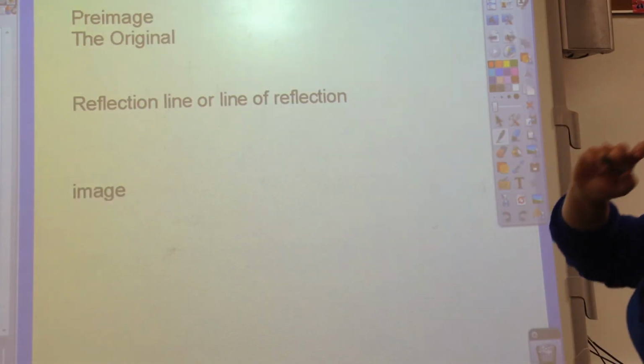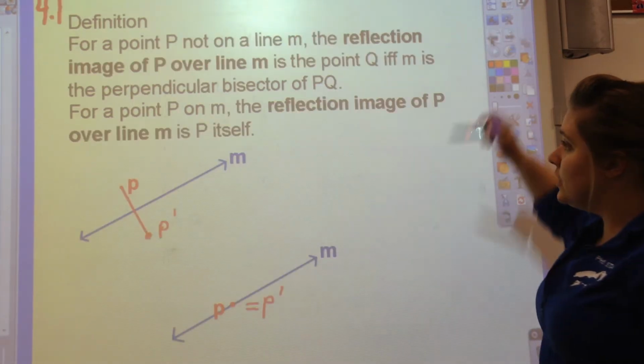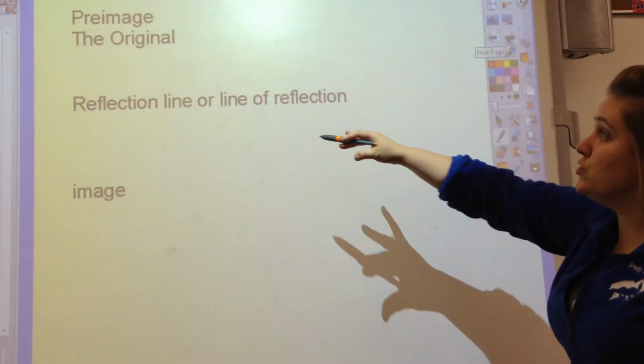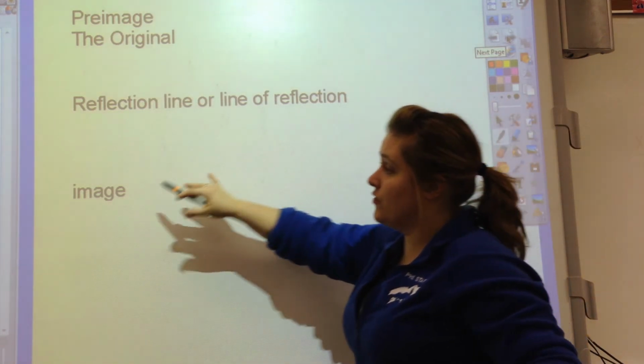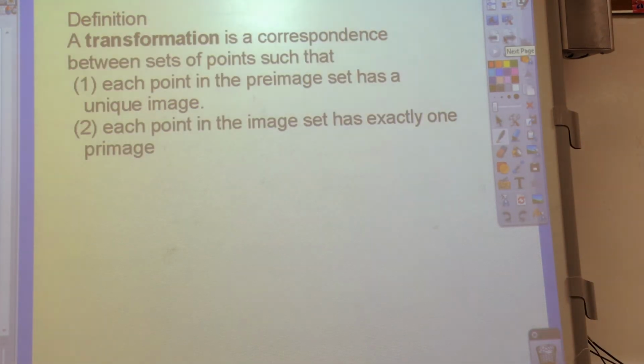Again, the pre-image is your original. That's where you begin. In our case right here, the pre-image was P. The image is P prime. After we do the reflection over the line, or line of reflection, we end up at the new image. A transformation is a correspondence between sets of points such that each point in the pre-image has a unique point in the image, and each point in the image has exactly one and only one pre-image. It just means that there's a one-to-one correspondence between my points.